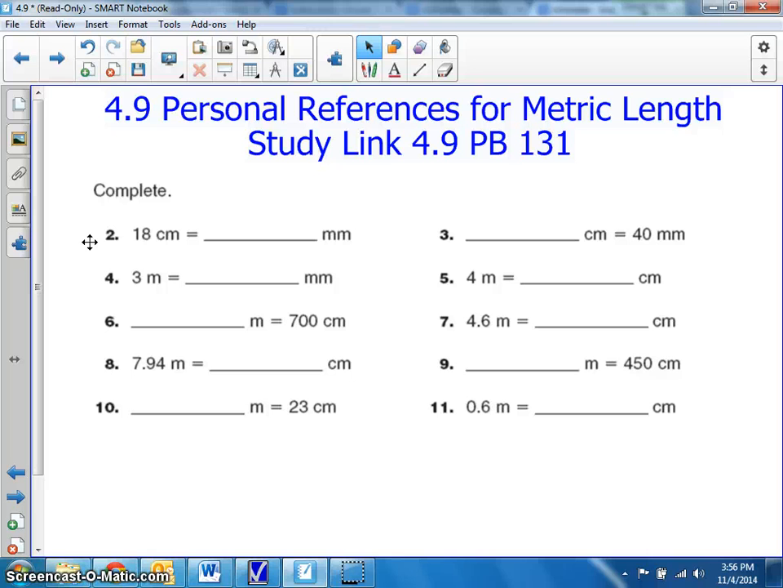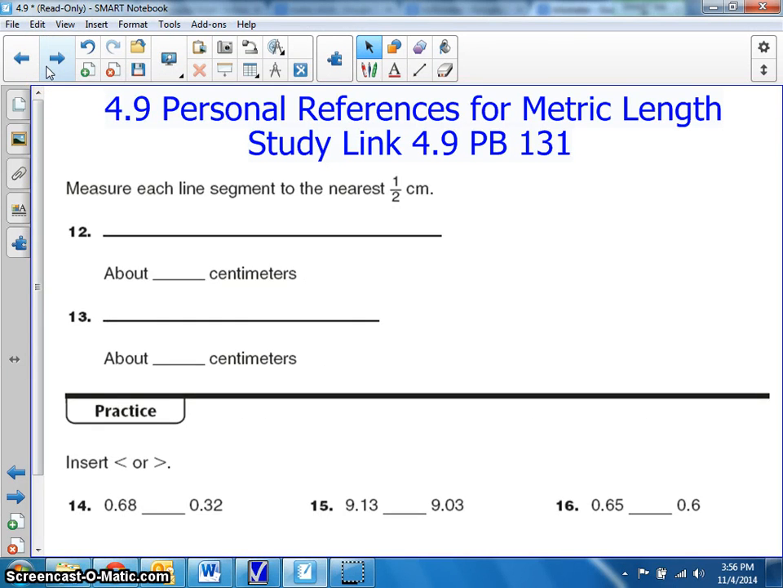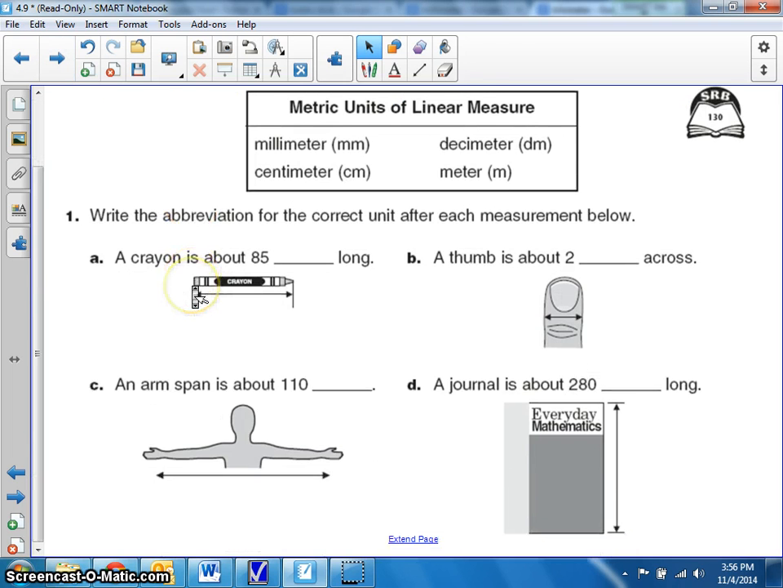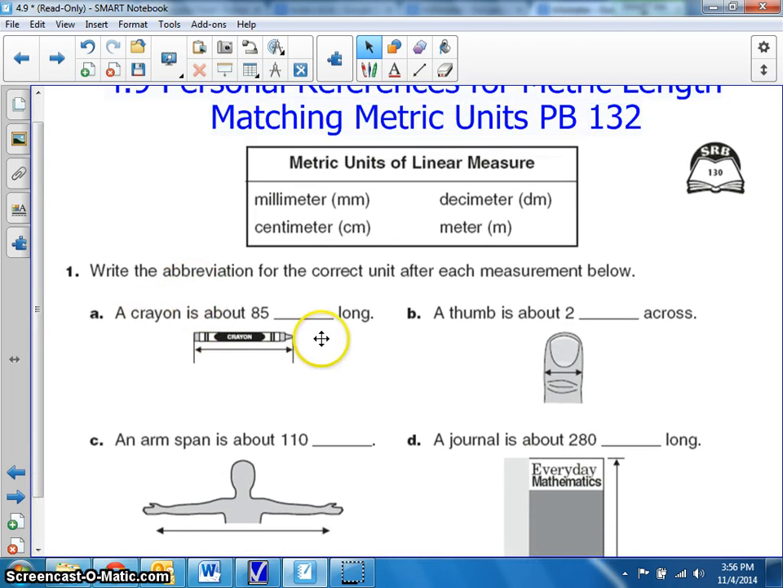This is going to be on your entrance slip. This is going to be the one that can separate who knows what they're doing and who's going to be working with Mr. Peralta. So make sure you're taking some time to learn how these things convert. And then we'll do some more. All right, guys. We'll do this too: a crayon is about 88 millimeters, 88 centimeters, 88 decimeters, or 88 meters.